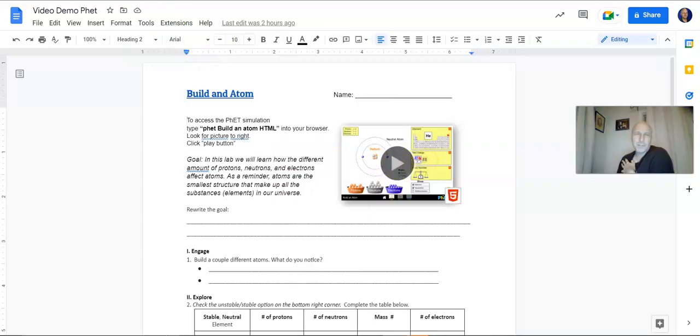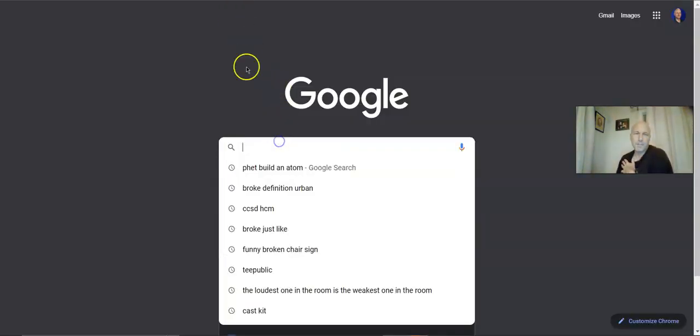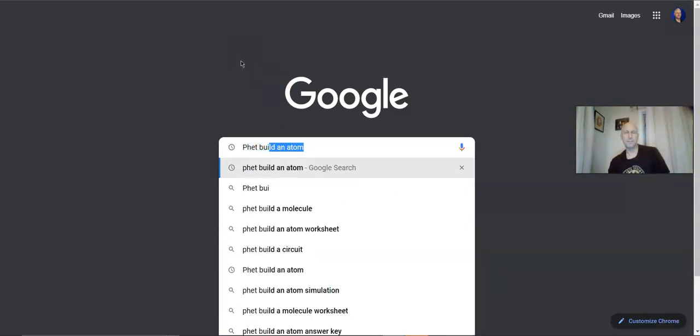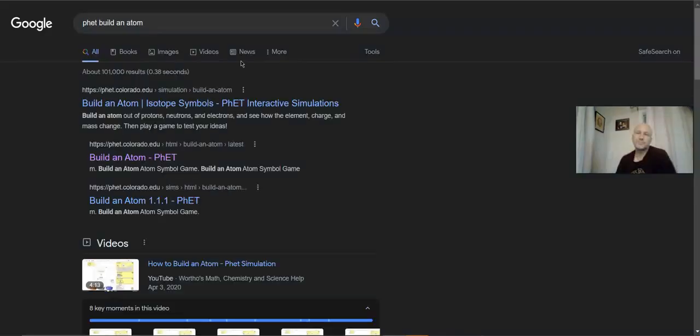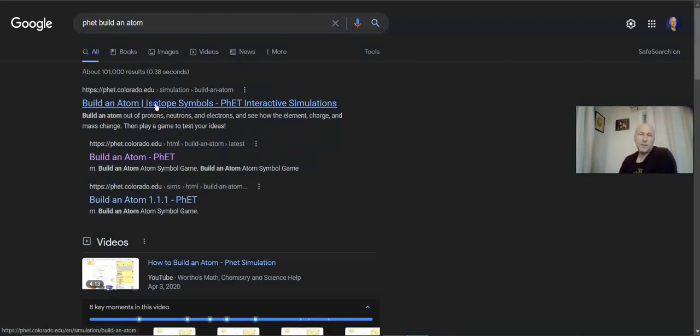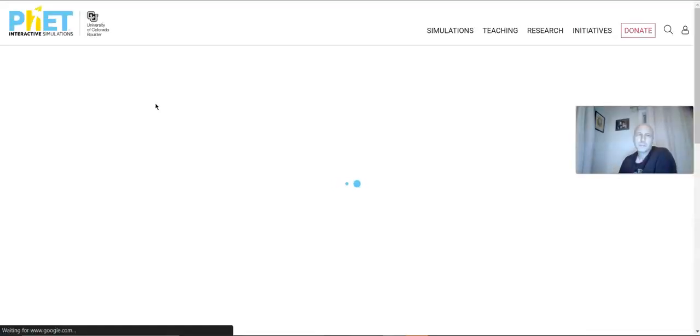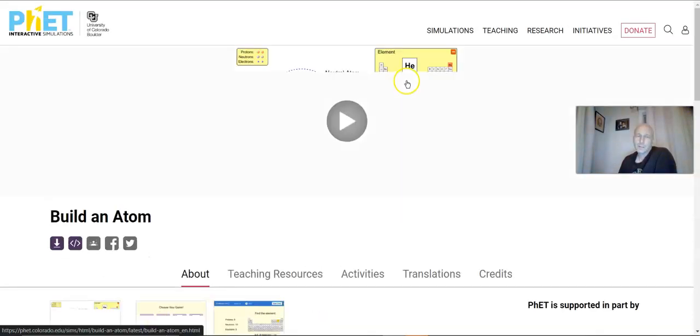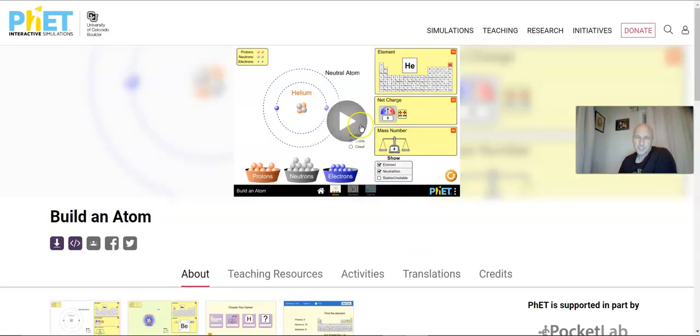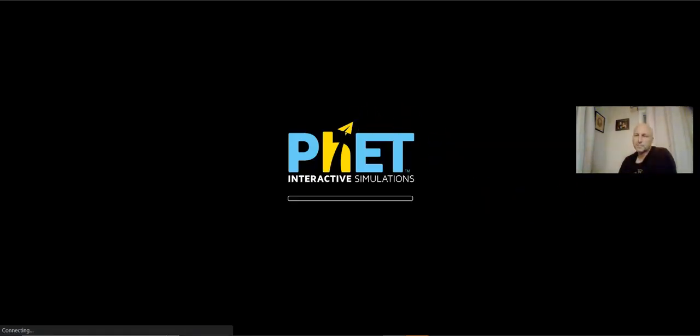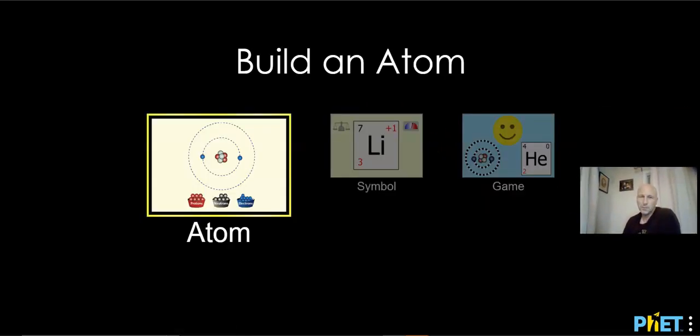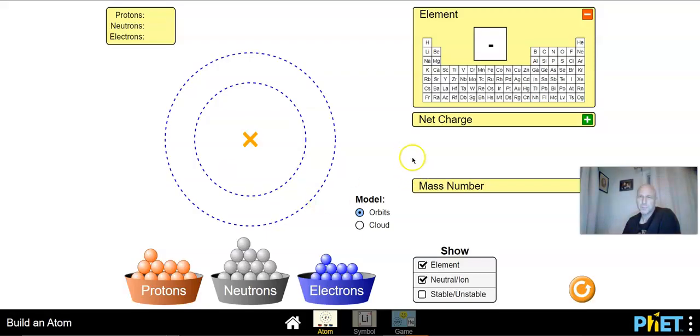You should be able to get to the PhET Build an Atom Lab, but all you do is Google this right here, just like I have, PhET Build an Atom. It is going to pop up right here. When you get into this section, just click the play button and it should load for you. Now you want to go to the first one. You can go through these other two if you'd like to, but for this purpose, we're just going to do this.